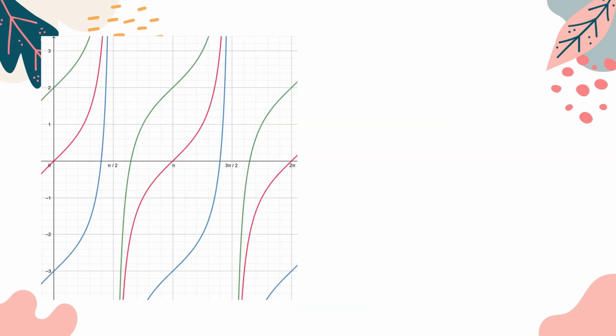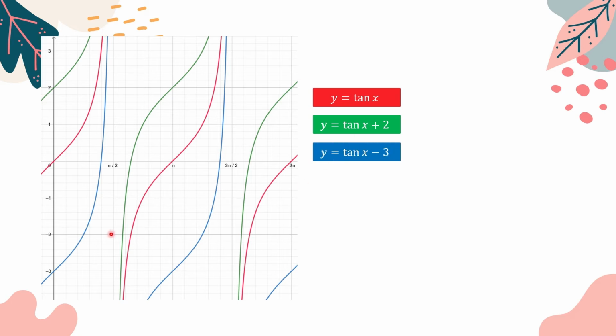And the last one, I think you can guess, this is a graph of Y is equal to tan X, which is the red one. So the green one is Y is equal to tan X plus 2. Nampak apa yang berlaku daripada green menjadi 2. And then the blue one is Y is equal to tan X minus 3.